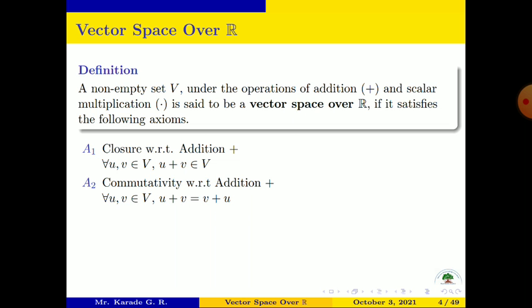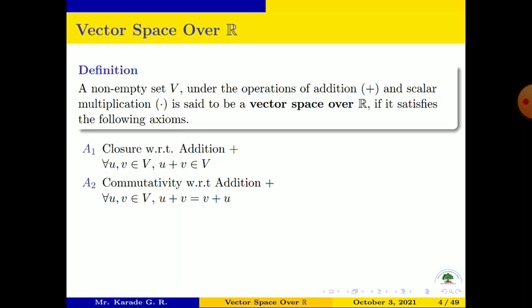So this property says that take any two elements u and v in a non-empty set V, then u plus v, this addition must be equal to v plus u. Okay, this is the second condition which has to be satisfied by V to become a vector space.